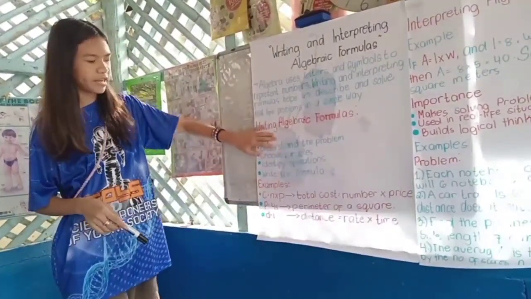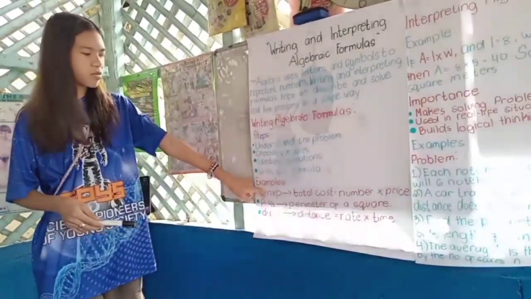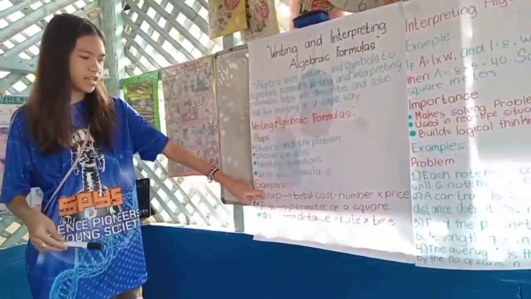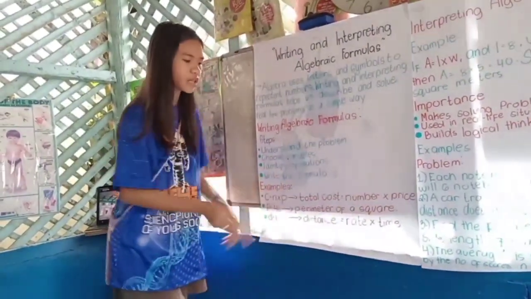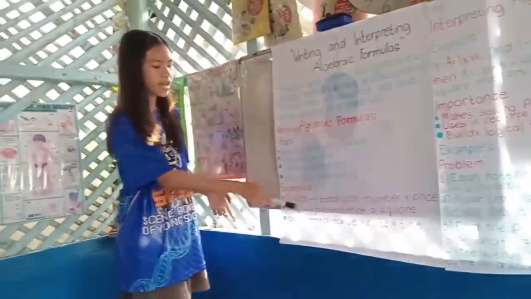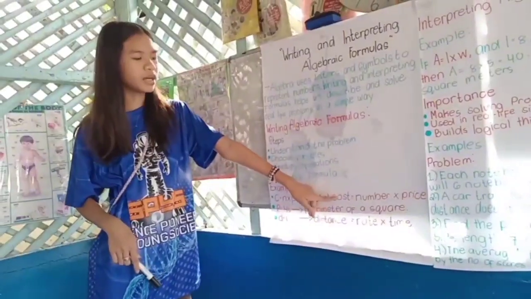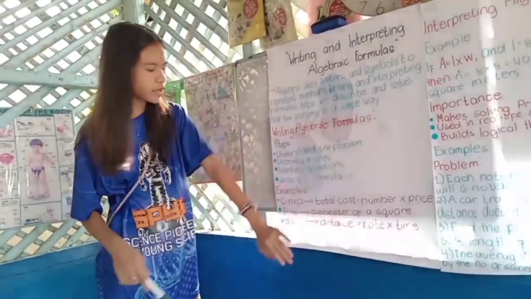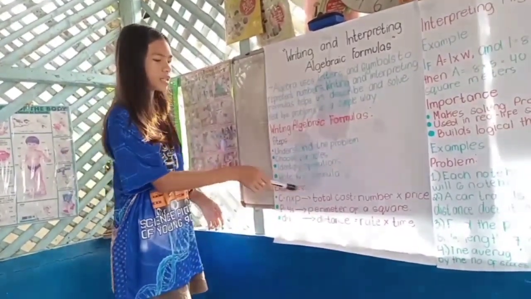I have prepared here some examples. Number 1, C equals N times P. What is the meaning of these three? Instead of writing the whole words total cost, number, and price, you can just write them using letters. C stands for the total cost, N stands for the number, and P stands for the price. And this is the whole formula for the total cost.